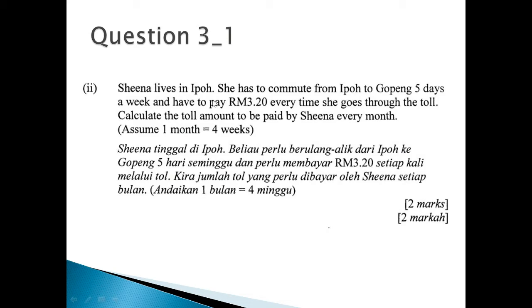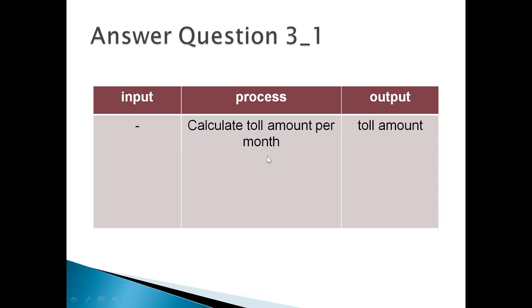Sheena lives in Ipoh. She has to commute from Ipoh to Gopeng 5 days a week and has to pay 3 ringgit 20 cent every time she goes through the toll. Calculate the toll amount to be paid by Sheena every month. So when you read the question, remember that you just need to write the IPO. So it must be simplified and must be descriptive.